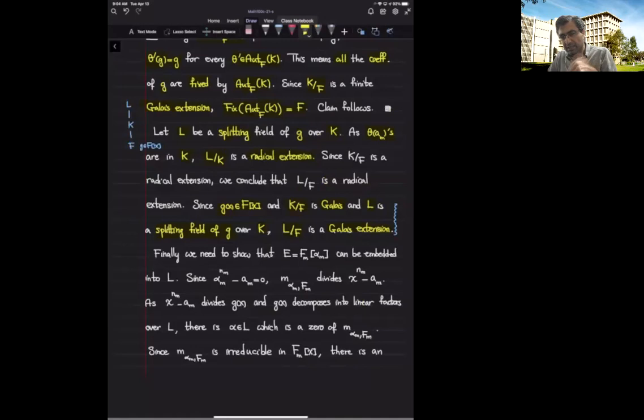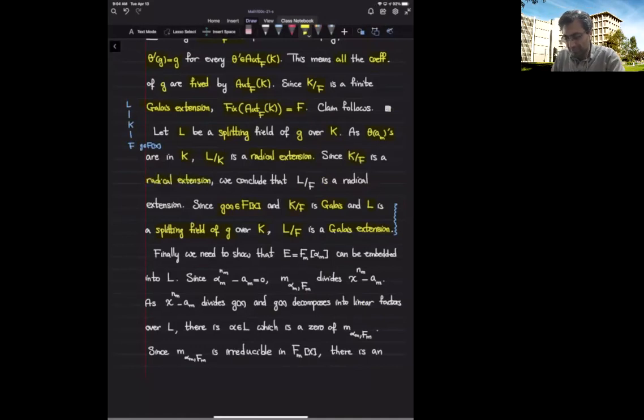We also notice that k over f is a radical extension. That's by the induction hypothesis. Now, you have two blocks. L over k is radical, k over f is radical. So I put them together. I deduce that L over k is also radical. So k over f is a radical extension.